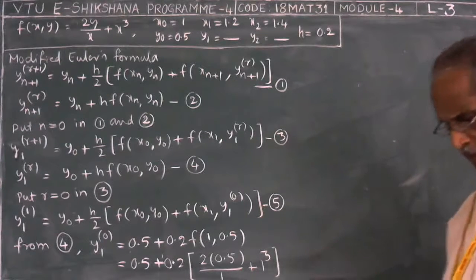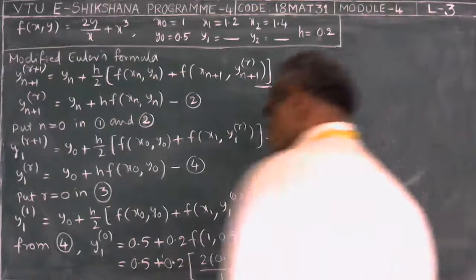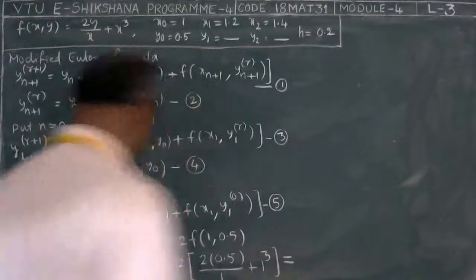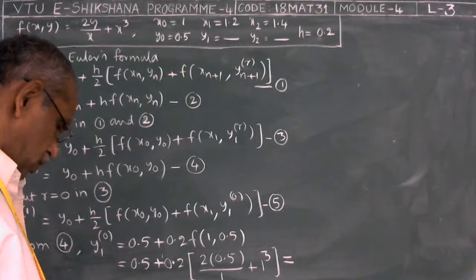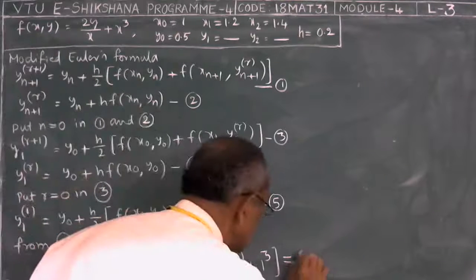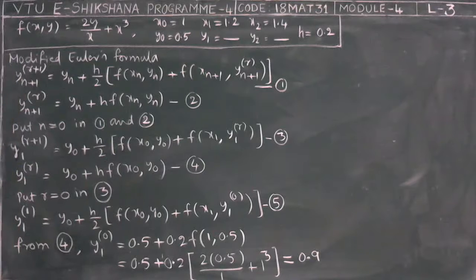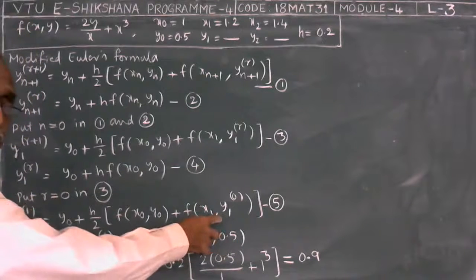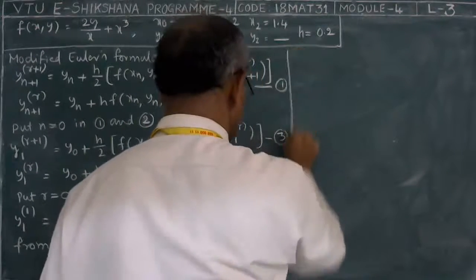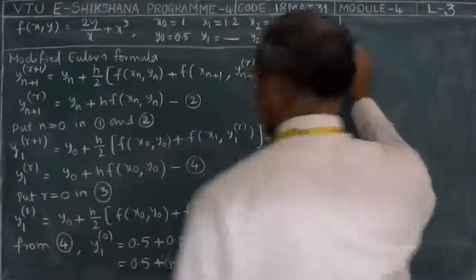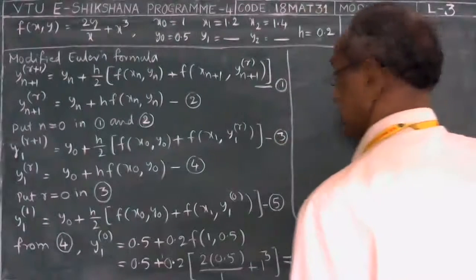Okay. So when you compute this, 2 into 0.5 by 1 plus 1 cube, carefully, if you use a calculator, you get 0.9. So y10 is 0.9. Now let me substitute in 5 and then apply y1. So I will use this base here, from equation 5.